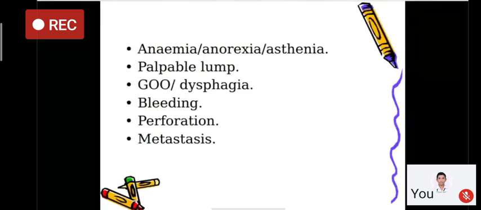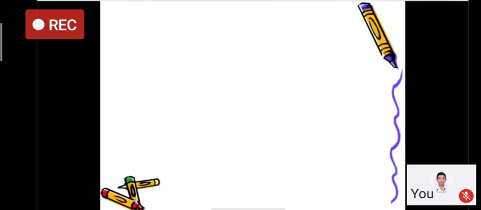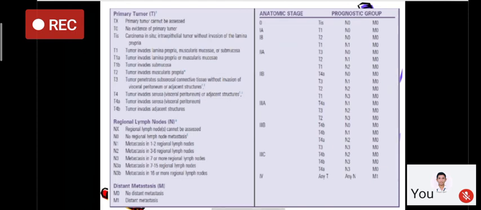Gastric outlet obstruction or dysphagia can be another. Bleeding in the form of melena mostly, and sometimes hematemesis, can be another presentation. Sometimes these may perforate, or metastasis, which we have discussed already. So now these tumors we can stage.